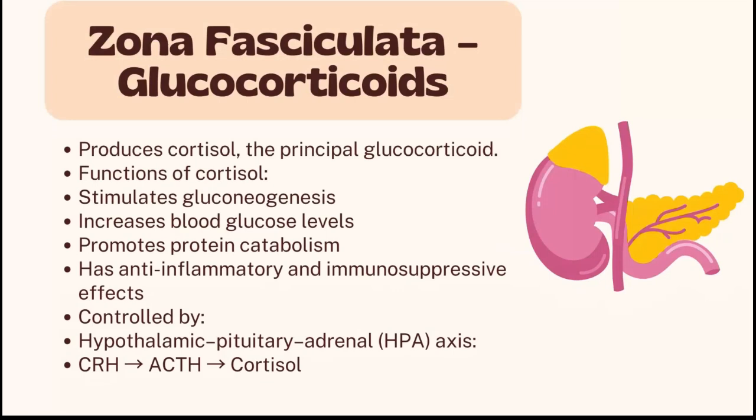As for zona fasciculata, it's the middle layer and it secretes cortisol, which is the primary glucocorticoid. Cortisol increases glucose levels, breaks down proteins, and suppresses inflammation. It's controlled by the CRH-ACTH axis, which involves the hypothalamus and the pituitary gland, and it follows a negative feedback mechanism. So basically, our body senses when it increases and decreases, so our body knows whether it should produce more or less.